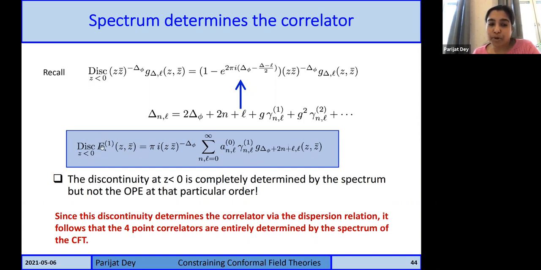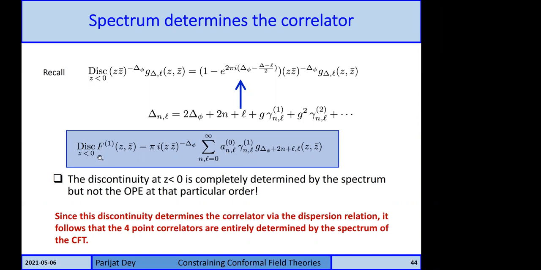So we want to compute F1 using the dispersion, and we see that the discontinuity of F1 is fixed by this gamma 1, which we'll use as input. And sorry, there is a typo. It should be C. So this is the 0th order OPE correction that we already know from the previous order.